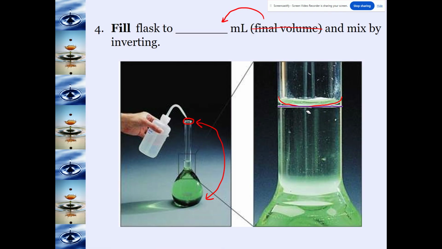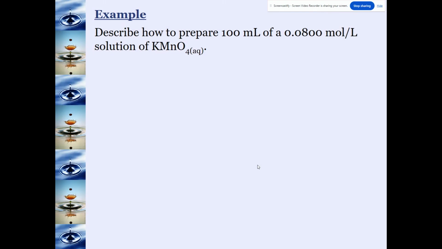Now you have to be very careful when you're filling this up because if you go too far, you can't just dump it out and think you're just dumping out water, because you're also dumping out some of the solute. So it ruins the experiment and you essentially have to start all over again. Okay, so as you're filling it up the neck, you see the water line come up the neck, go very slowly till you get to that final volume. Okay, so those are your 4 steps: measure, dissolve, transfer, fill, and invert to mix. Let's look at an example.